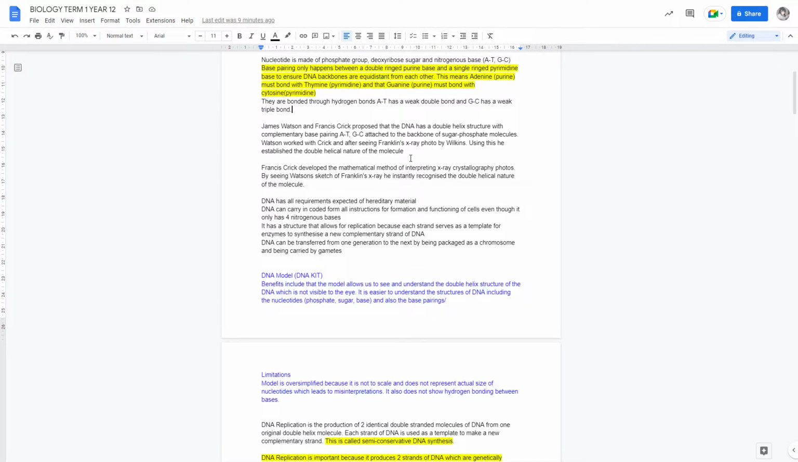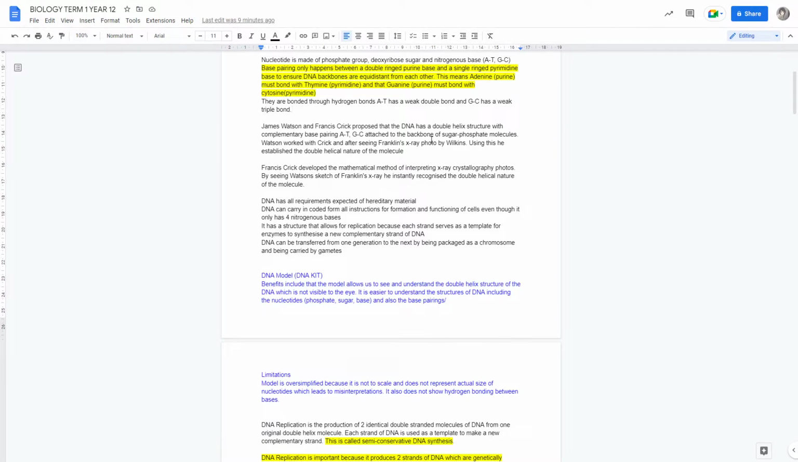How was DNA and the double helix structure discovered? We give credit to James Watson and Francis Crick. They're known as the people who found out the double helix structure. How did they find it? Let's find out. So Watson and Crick worked together. Watson was the guy that looked at the sketches and understood what they were supposed to look like, the double helical nature. And Crick was the mathematical guy who looked at the x-rays and worked out the mathematical methods.